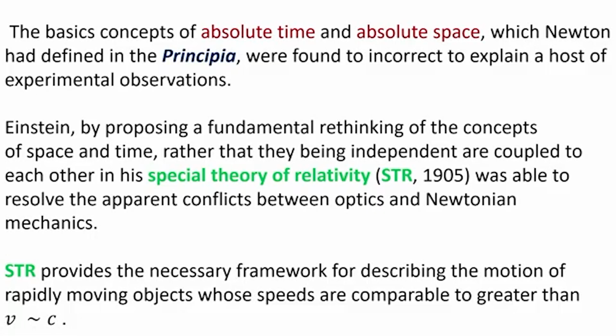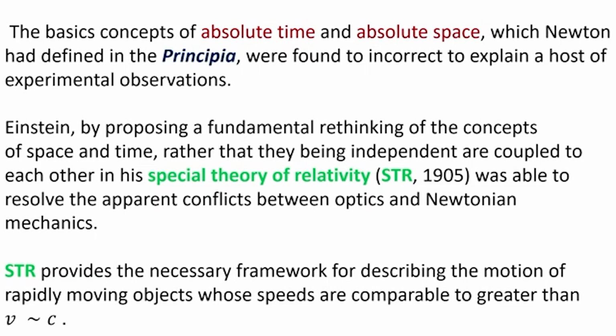So, the basic concepts of absolute time and absolute space, which Newton had defined in Principia, were found to be incorrect to explain a host of experimental observations. They were found to be incorrect when the velocity of particles becomes too large. And this led Einstein to propose a fundamental rethinking of the concept of space and time, where he showed that, rather than being independent, they are actually coupled to each other.